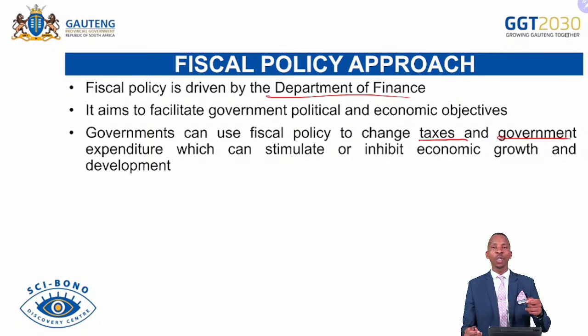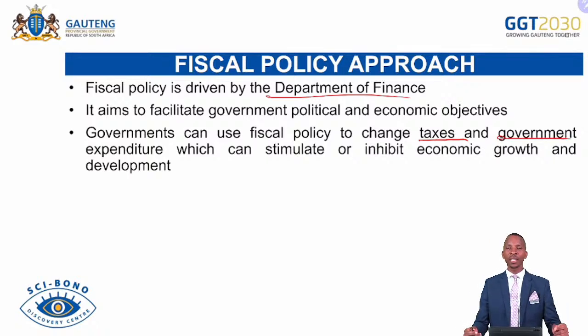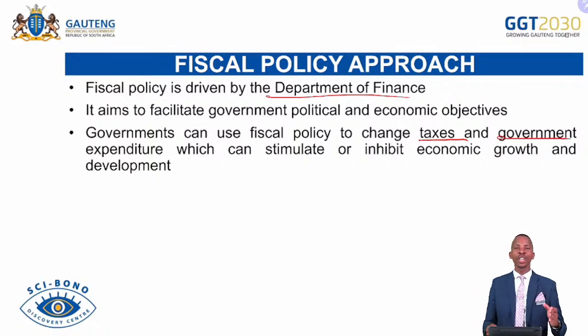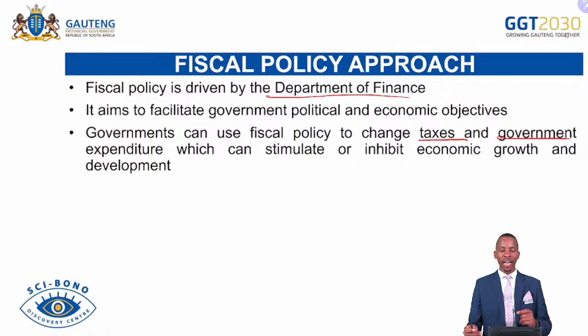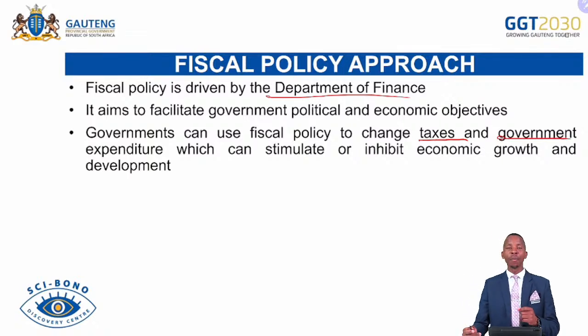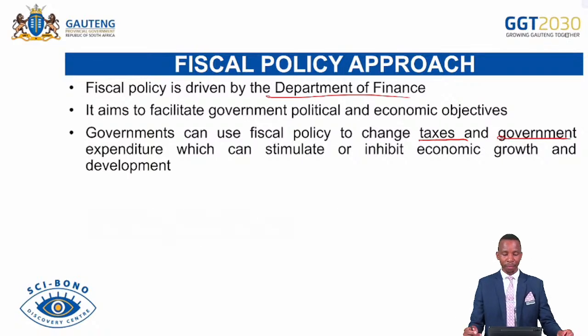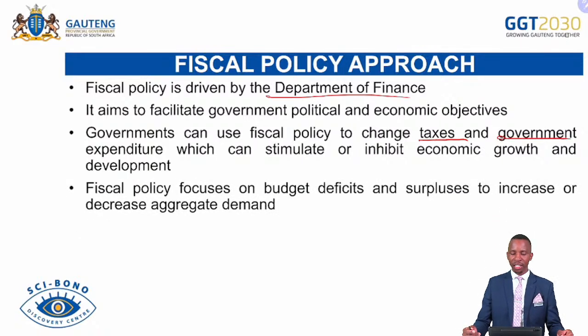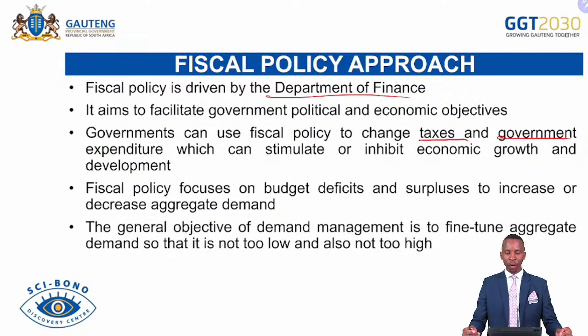But to stimulate economic growth, it should be expansionary, to ensure that taxes are reduced so that there will be more disposable income and expenditure in the economy, which goes together with increased aggregate demand. And then, if it's government spending, it should be increased to create enough opportunities in the economy through infrastructure development, transfers, etc. That will stimulate aggregate demand in the economy. Fiscal policy focuses on budget deficits and surpluses to increase or decrease aggregate demand. The general objective of demand management is to maintain aggregate demand so that it is not too low or too high.